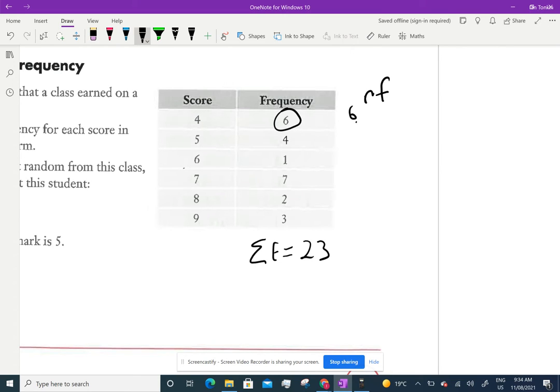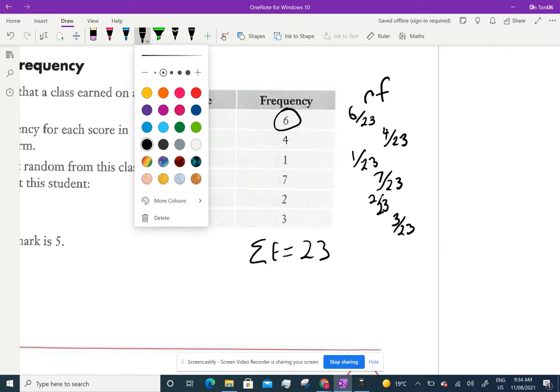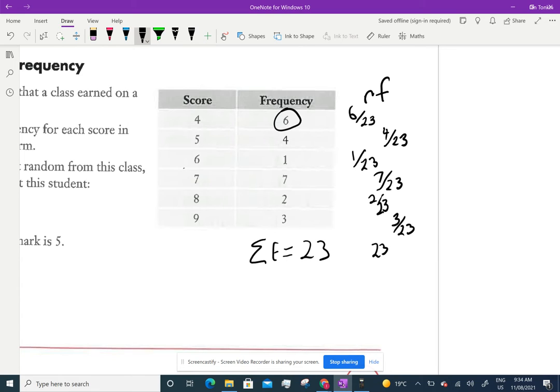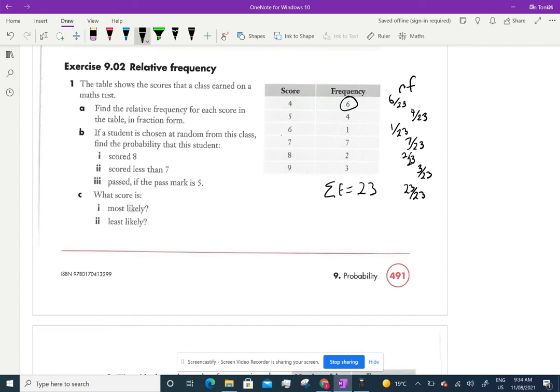So 6 on 23, 4 on 23, 1 on 23, 2 on 23, and 3 on 23. Now, when I add this frequency column up, the total must always equal 1. All those numbers must add up to 23 on 23 because you can't have a probability greater than 1. Right. So the relative frequency is pretty easy.